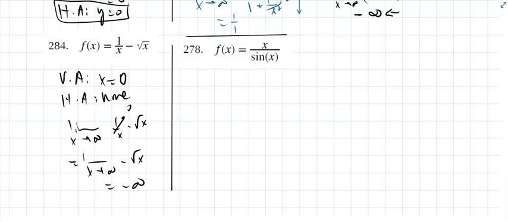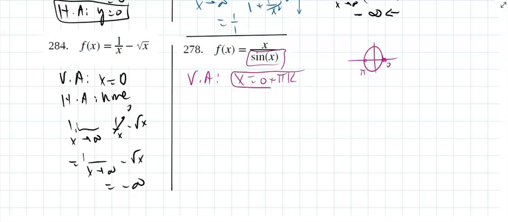This is a bit tricky here. If you want to figure out the vertical asymptote, we have infinite amount of them. X equal, where does sine of x equal 0? Sine of x equals 0 at 0, pi, 2 pi. So when x equal 0 plus pi k, where k is all positive integers, there's an infinite amount of them. Horizontal asymptote, we say y equal, and let's see if I take the limit as x approaches infinity, assuming I stay away from those.